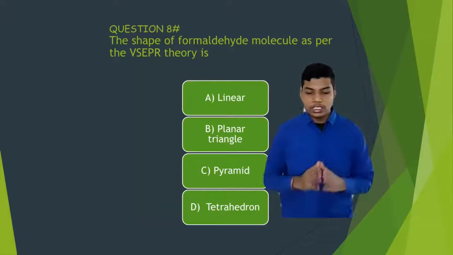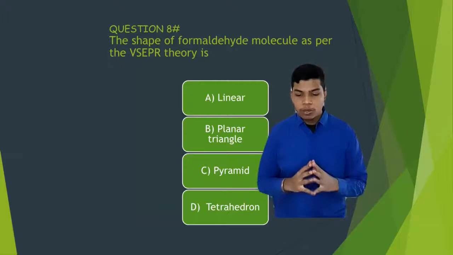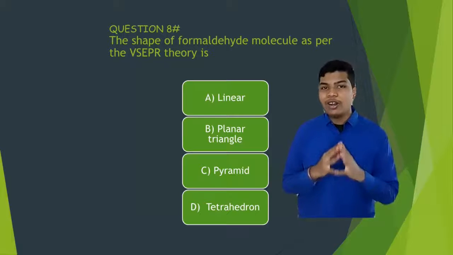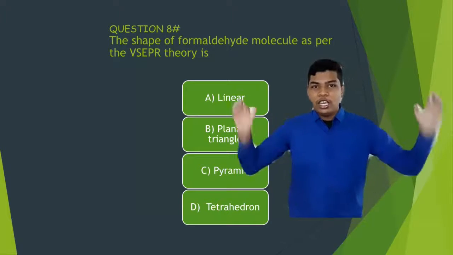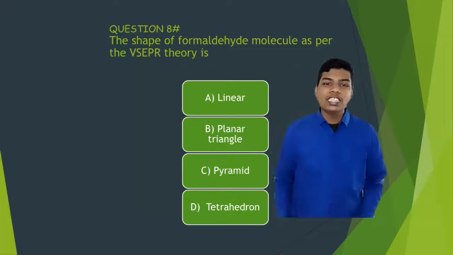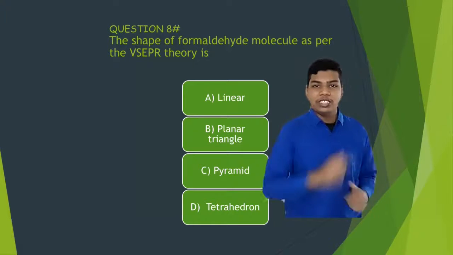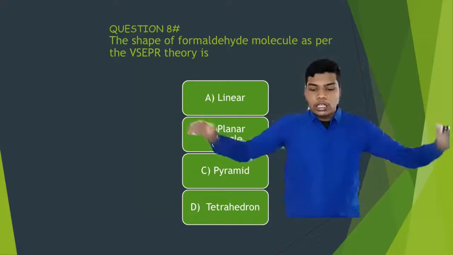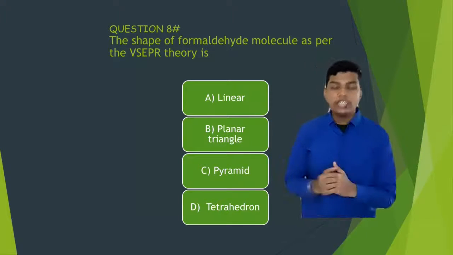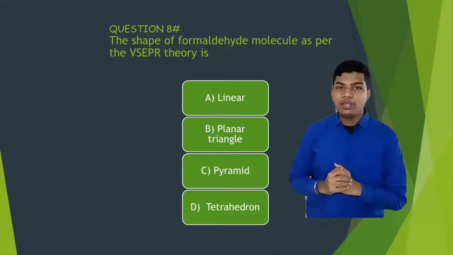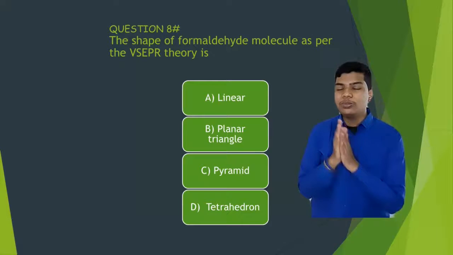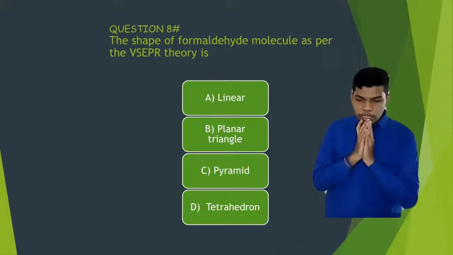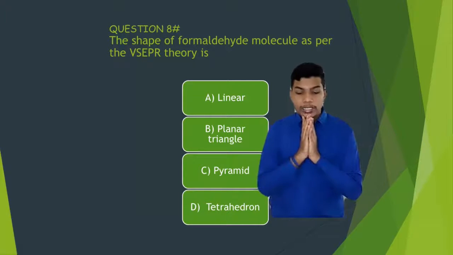The next question is: the shape of the formaldehyde molecule as per VSEPR theory, the valence shell electron pair repulsion theory, a long name which I have discussed briefly in the last videos. Is it linear, planar triangle, pyramid, or tetrahedron? What do you think is the right answer? Is it A, linear, B, planar, C, pyramid, or D, tetrahedron?